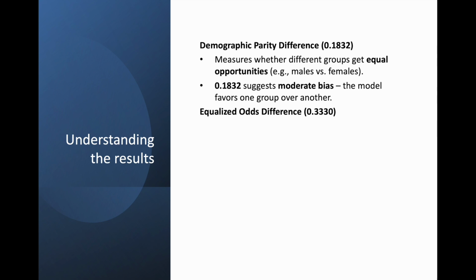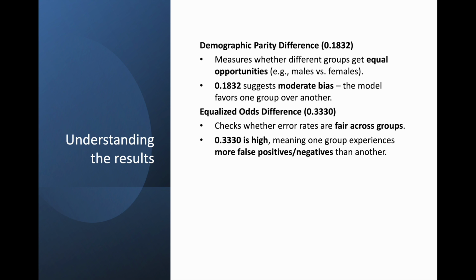Now what does the equalized odds difference do? We got 0.330. It checks whether the error rates are fair across the groups. Sometimes your model makes errors, and whatever error rates you get should not occur for only one group. If an error occurs, it should occur for both groups with equal chances. So 0.330 is high, meaning one group experiences more false positives or negatives than the other. For example, we get wrong results every time for women and not every time for men. That is unfair, right? It should be equal.